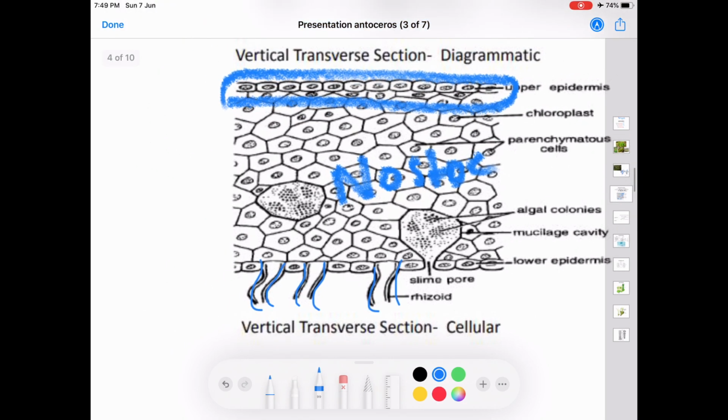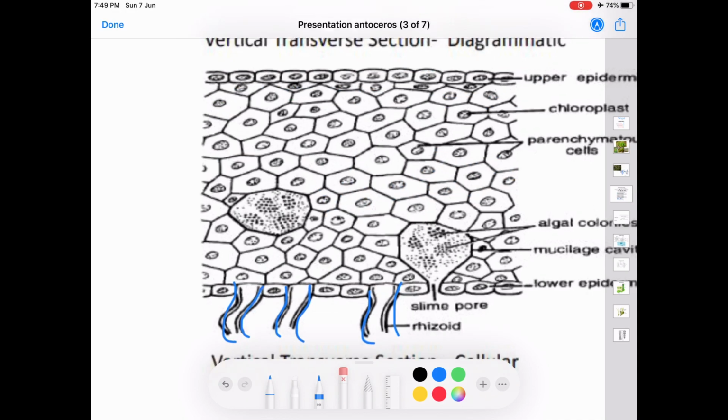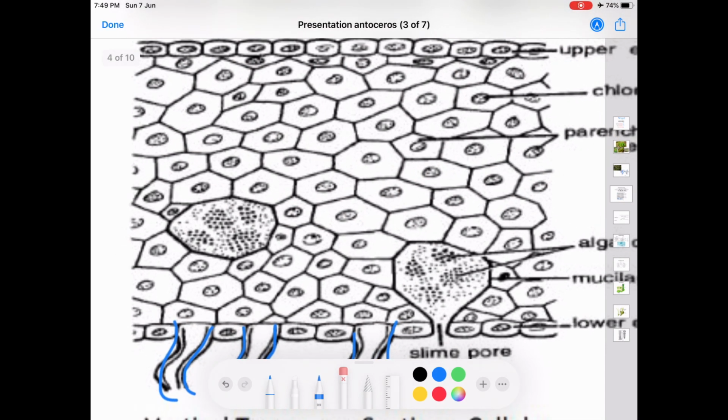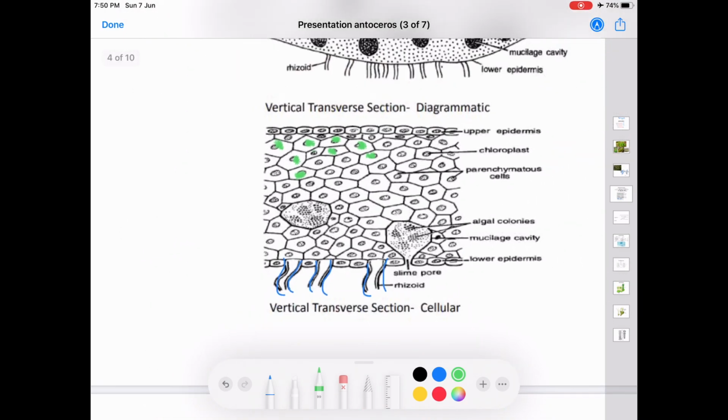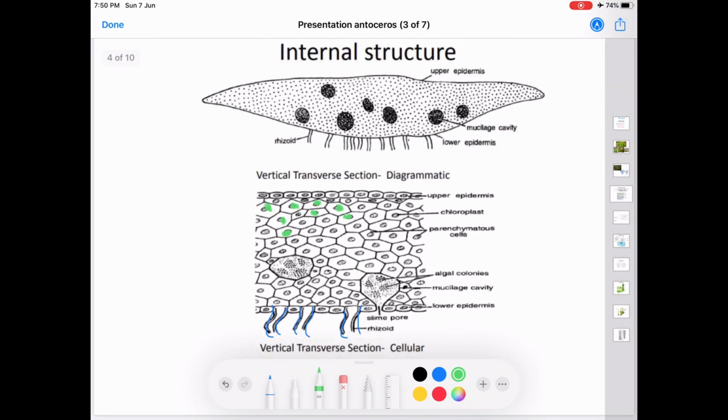In between the upper epidermis and lower epidermis are the parenchymatous cells, and these parenchymatous cells carry chloroplasts, and these chloroplasts help in photosynthesis. This is all about the internal structure of the Anthoceros thallus.